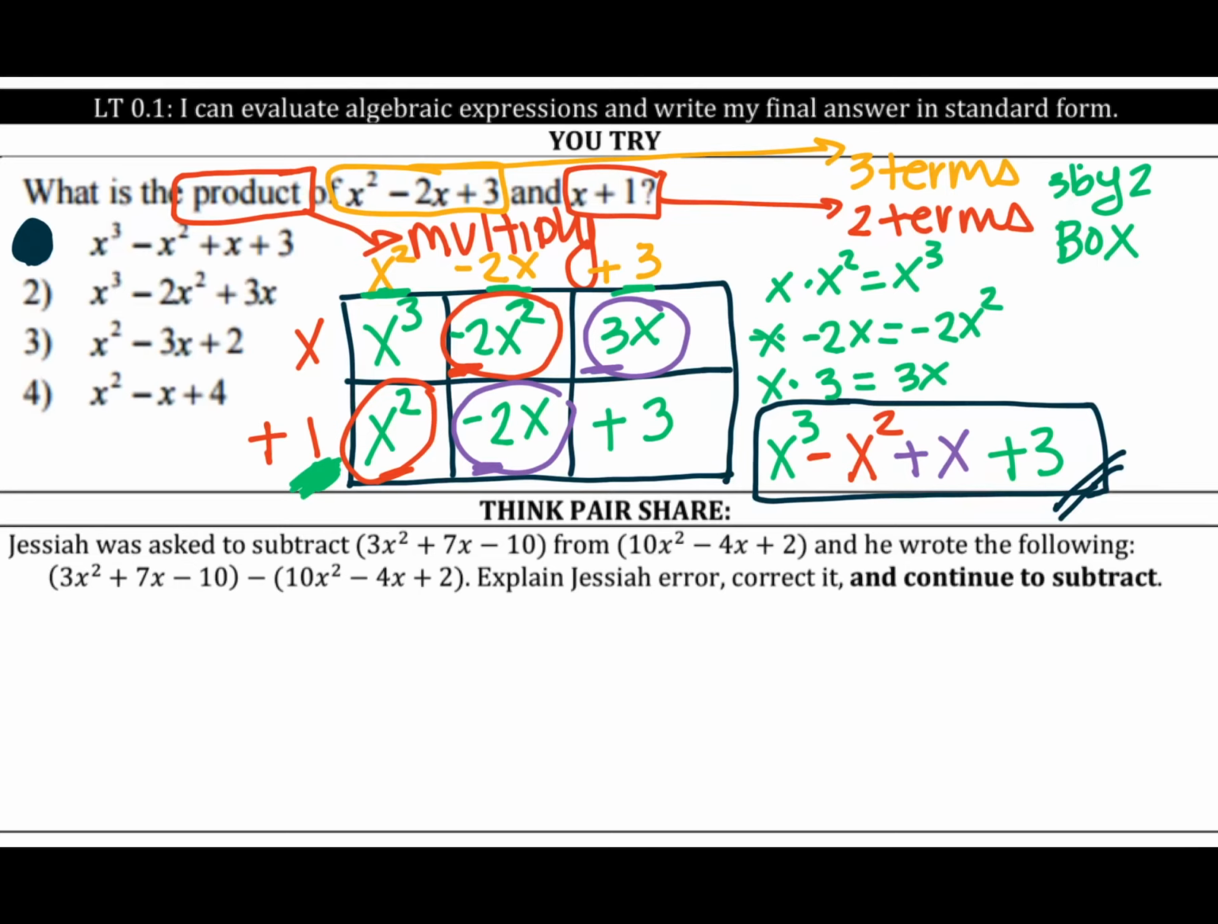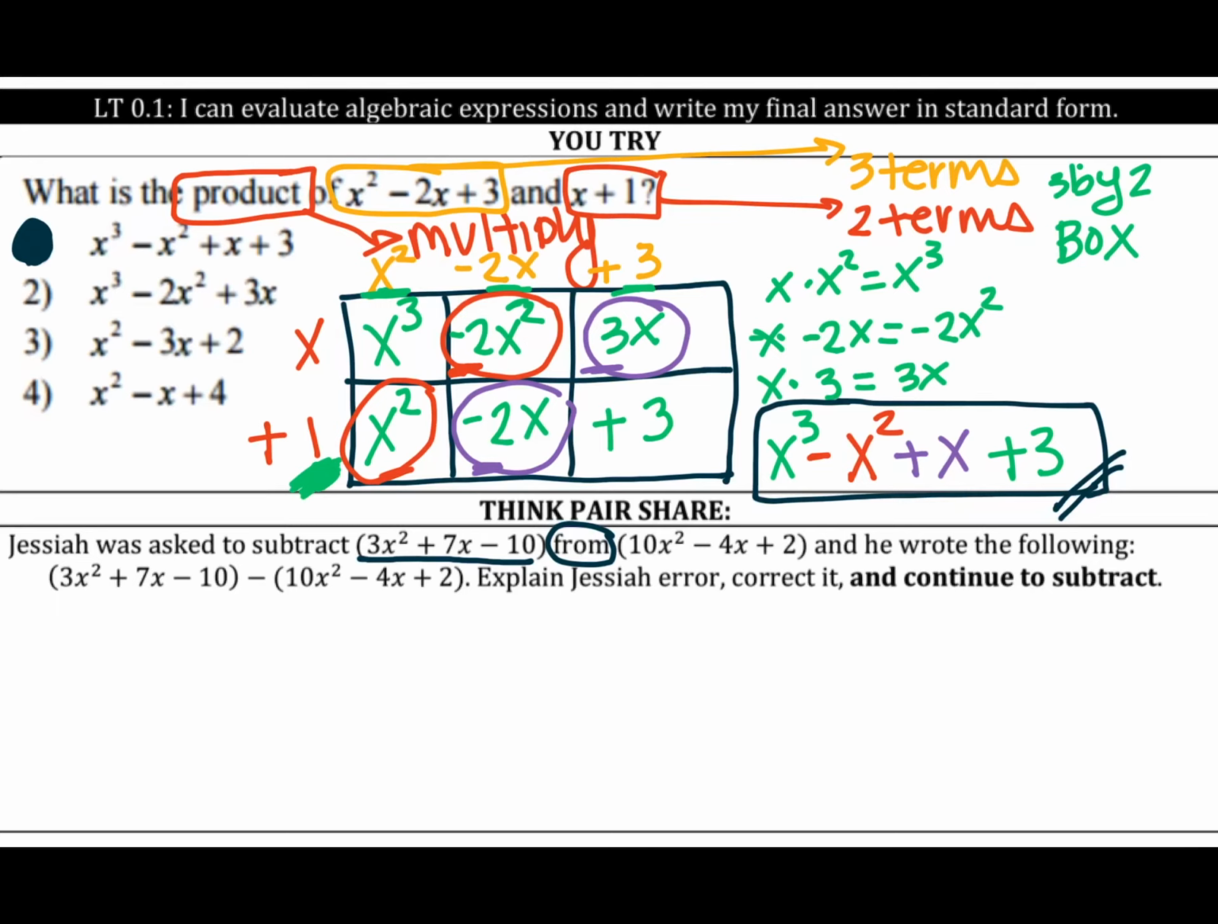If we have Josiah, who is asked to subtract 3x squared plus 7x minus 10 from 10x squared minus 4x plus 2, and he wrote the following expression. Explain Josiah's error and correct it and continue to subtract. So what's going on here? He wrote the first minus the second.